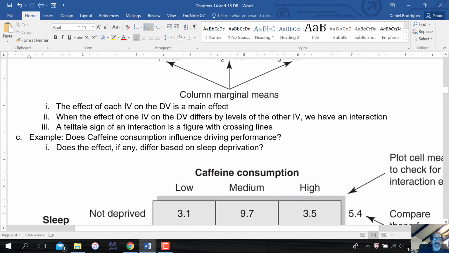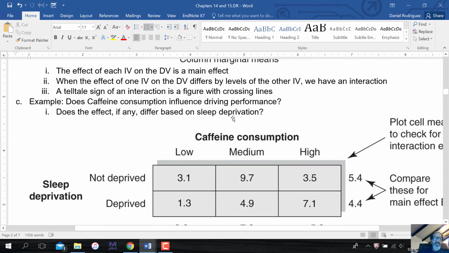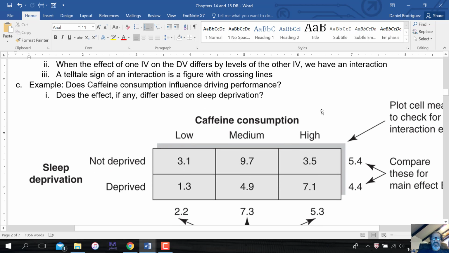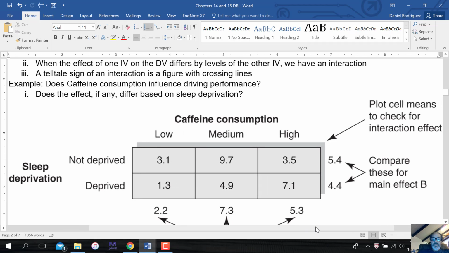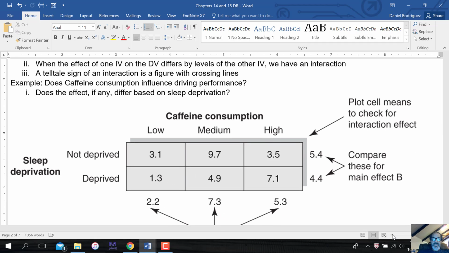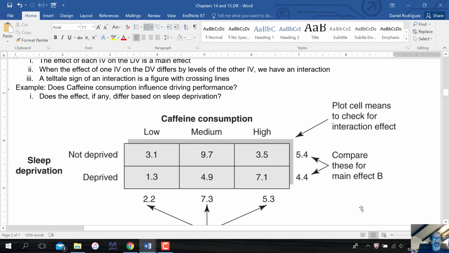And let's see what else. Oh, in terms of an interaction, when I talk about interaction, I'm talking about moderation, and I already defined that for you. And I'm going to get back with an example. But the telltale sign of an interaction is a crossing of lines in a figure, because we always have figures associated with interactions. And those figures are actually the easiest way to look at an interaction effect, or to test for an interaction effect, besides statistical analysis.